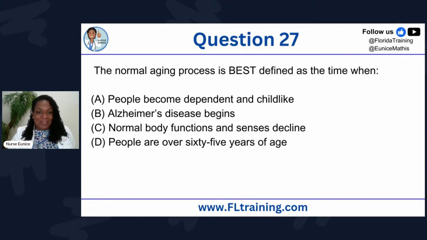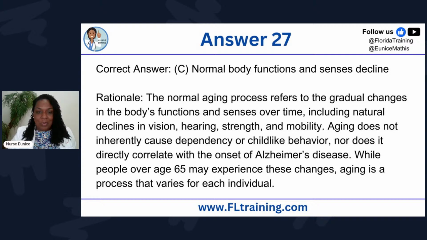So no, Barad, it is not when Alzheimer's begins. It is when those normal body functions begin to decline. Like right now, my sight isn't as good. And that is because I am aging. So the normal aging process refers to the gradual changes in the body functions and senses over time, including natural declines in vision, hearing, strength, and mobility. When I see young people do this, they bend over and they're like, ugh, they grunt.